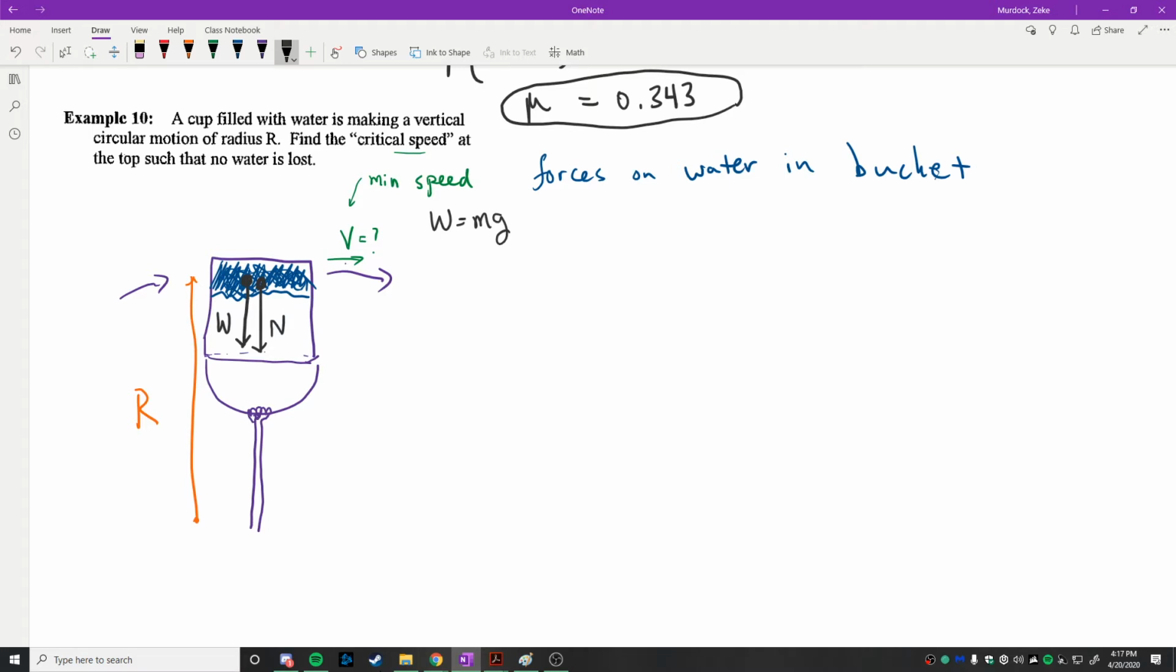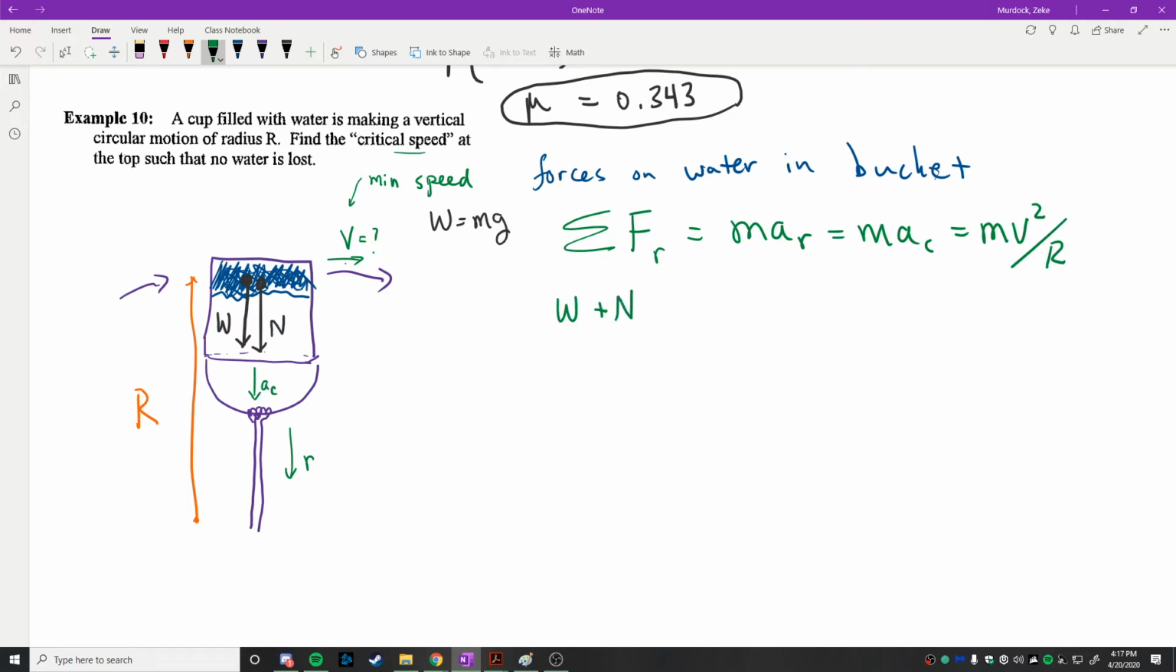Now, if it's moving around in a circle, what's the direction of the acceleration of this system? Is it up or down? Yeah, so our acceleration is going to point this way. Again, a very nice straight line there. And that's going to be our centripetal acceleration. Everything acts in only one direction here, so we can say the net force that acts in what we're going to call the radial direction, which will be this direction, should be equal to the mass of the object times the radial acceleration, which is equal to the centripetal acceleration, which is equal to mv squared over r. There's two forces here. Those forces are the weight, which is W, plus the normal force, and those should be equal to mv squared over r.